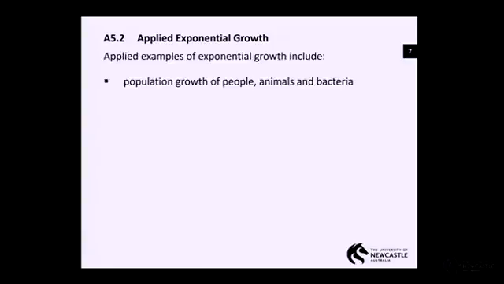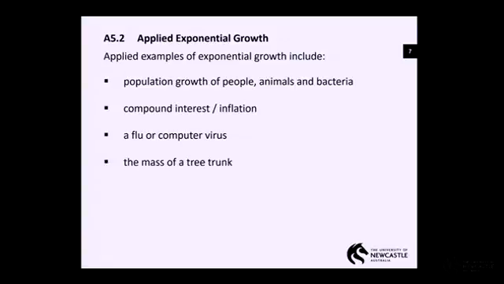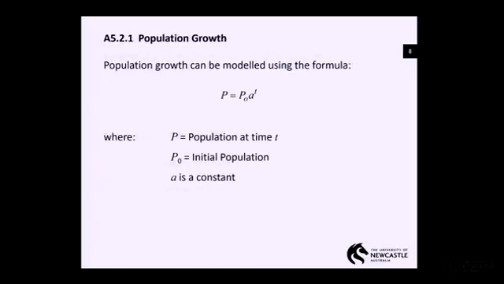Exponential growth. Population growth of people, animals or bacteria, so you're going to see these questions in your tutorial. Compound interest is also an example of it. Sometimes the growth of a flu or a computer virus and how it gets sort of out of control. The mass of a tree trunk, places like the area of a bushfire grows exponentially, so they try to model it, okay, when they know they've got this happening.